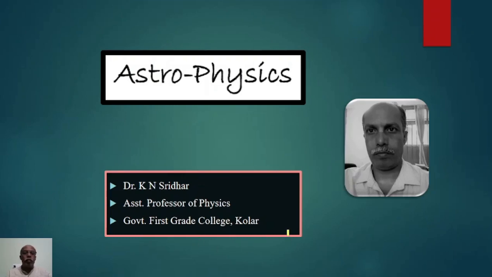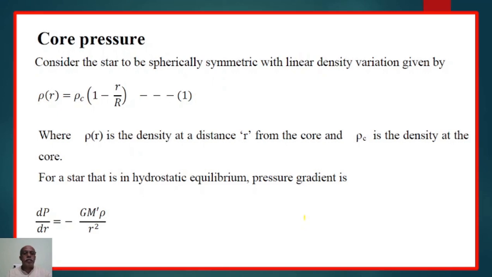Good morning. Welcome back. We are now discussing the derivation of an expression for the core pressure of a star. Let us consider the star to be spherically symmetric with the linear density variation given by the expression rho equals rho c into (1 minus r by R), where rho is the density at a distance r from the center, and rho c is the density at the core of the star.